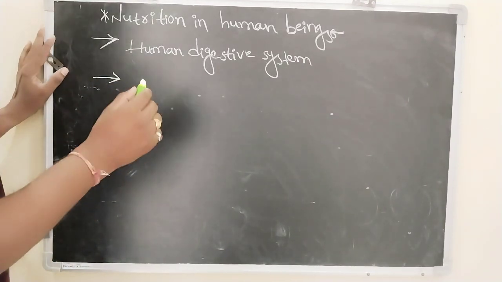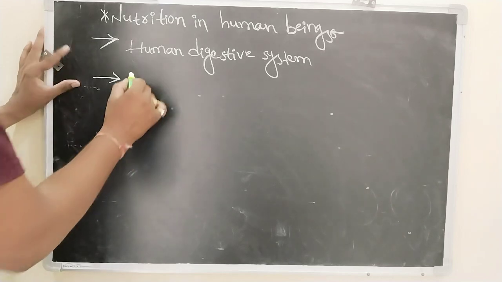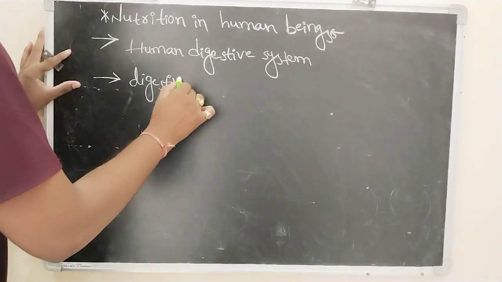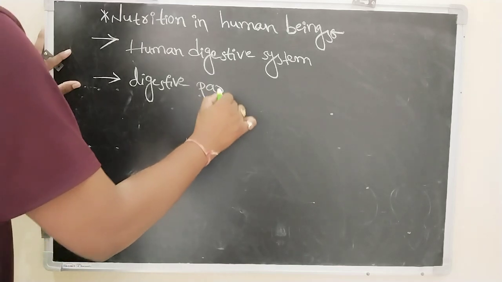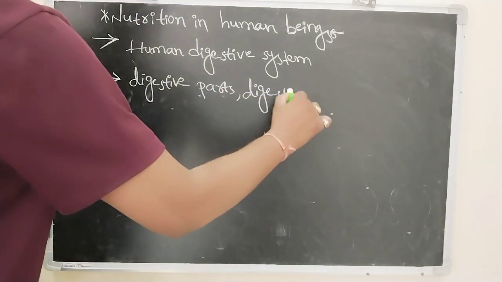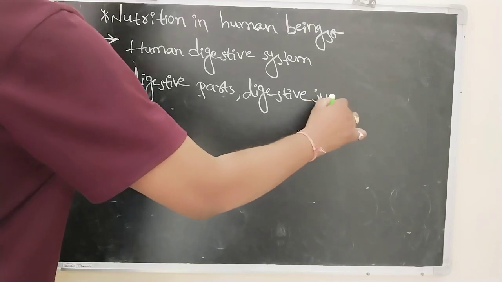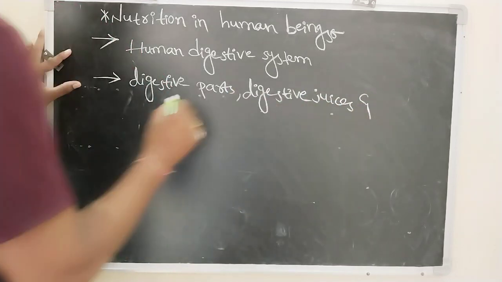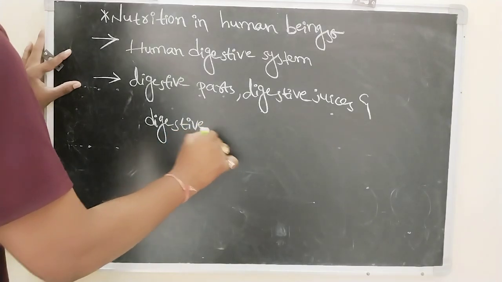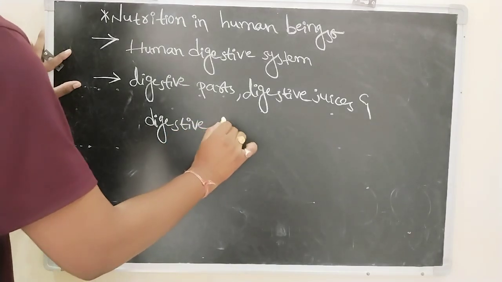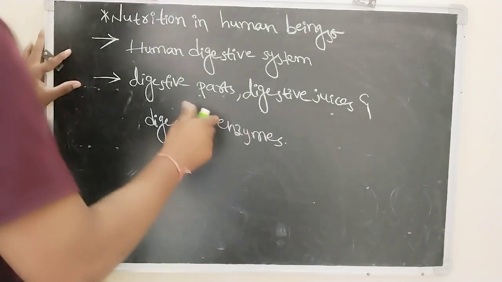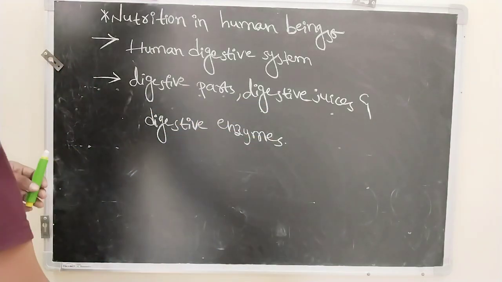The human digestive system comprises digestive parts, digestive juices, and digestive enzymes. So with the help of all these, the digestion process is completed.